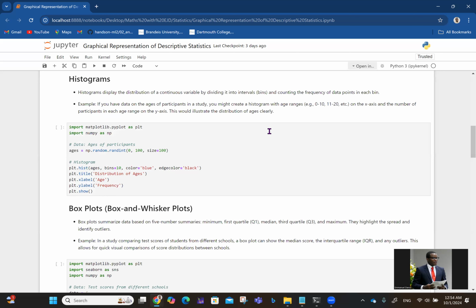For instance, if you have data on the ages of participants in a study, you might create a histogram with age ranges like 0 to 10, 11 to 20, etc. on the x-axis and the number of participants in each age range on the y-axis. So this would actually illustrate the distribution of ages clearly. So let's see what this brings.